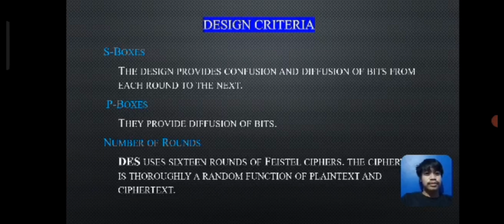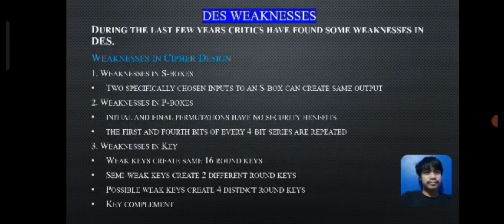Number of rounds. DES, or Data Encryption Standard, is a symmetric key algorithm for encryption of digital data. DES uses 16 rounds of Feistel ciphers. The ciphertext is a thoroughly random function of the plaintext and the key.